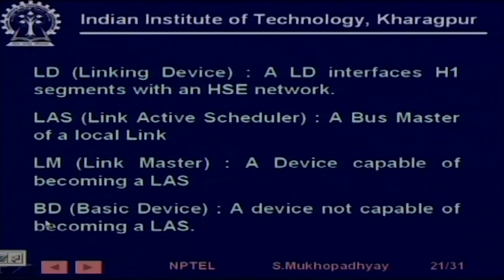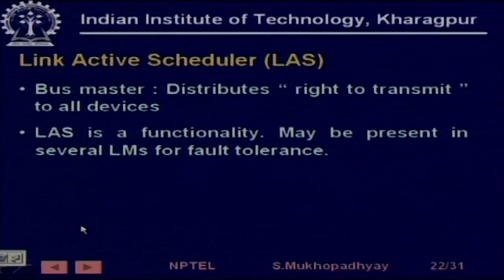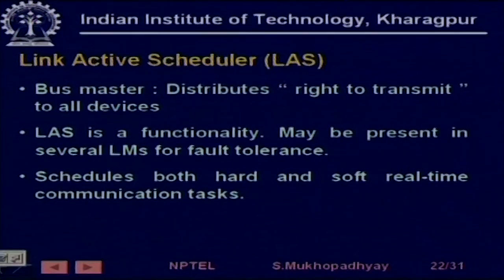Link master, that's what I said. BD is basic device, a device not capable of becoming a link master. So link active scheduler, as I said, is a bus master which distributes the right to transmit to all devices. It is actually a functionality, some software which may be present in several link masters for fault tolerance, and it does the scheduling of the various soft and hard real-time communication tasks.